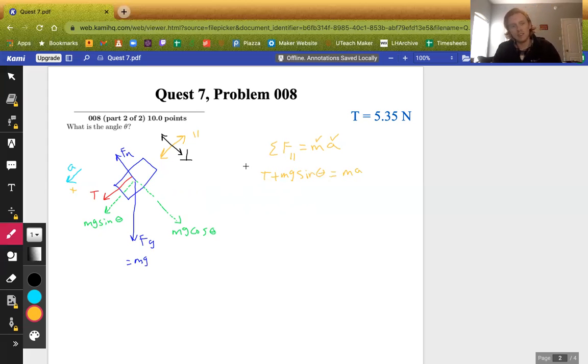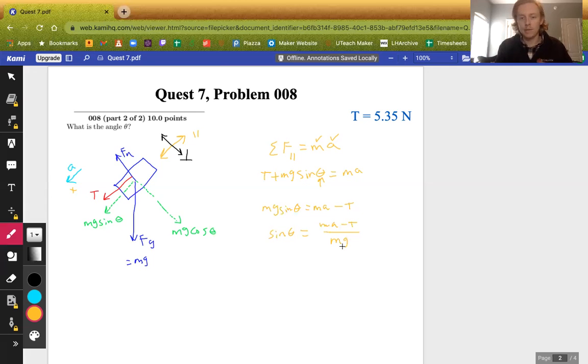Now we're trying to solve for this angle theta, right? So we need to get this theta alone. So first, let's just do some algebra. Let's move the tension over to the other side. So I get mg sine theta equals the mass times the acceleration minus the tension. Okay? Now we're getting closer down to our theta. Let's divide both sides by mg. So I get that the sine of theta equals ma minus T over mg. Okay, let's do that.